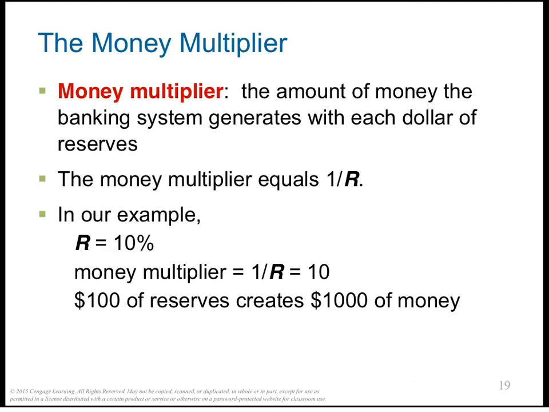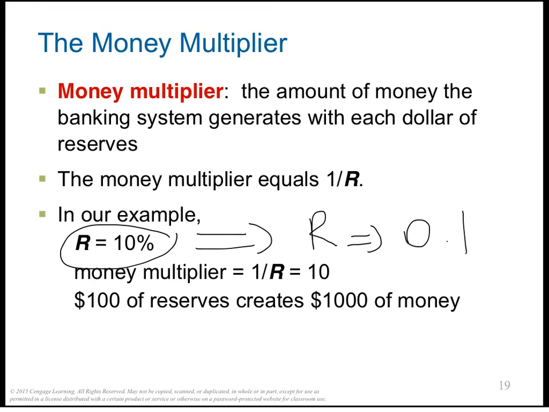First, let's make a definition. Money multiplier is the amount of money the banking system generates with each dollar of reserve. The money multiplier always equals 1 over R. In our example, our R is 10%, but in order to find the money multiplier, you need to write R in terms of a decimal number. 10% means 0.1 if you write it in decimal. Okay, 10% is equal to 0.1.